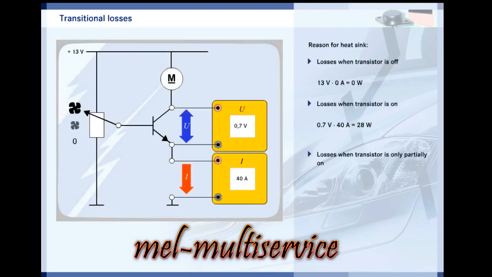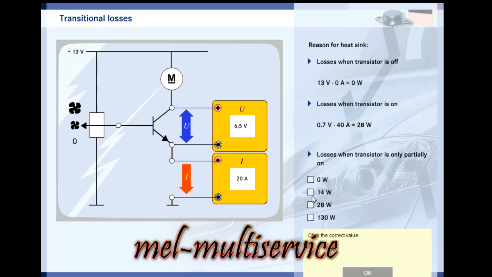Now we want to run the fan at half speed. One way would be to reduce the base current, so that the current and the voltage at the electric motor would only be half as high. In other words, 20 amps and 6.5 volts. What would be the loss at the transistor? Click the right value.